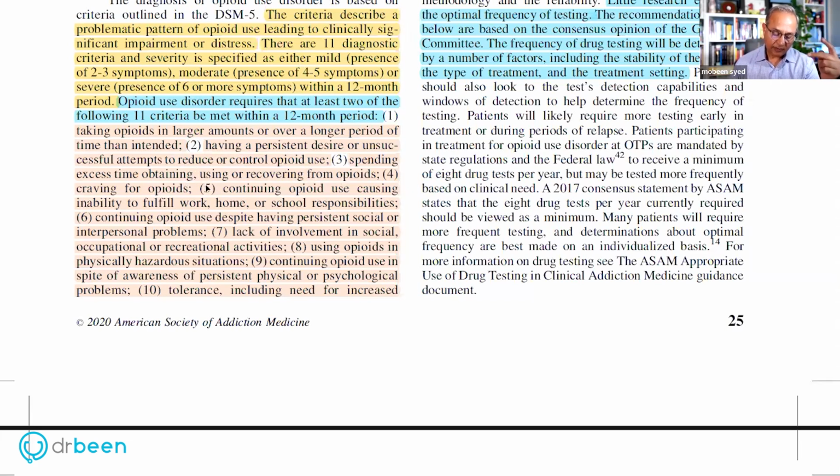Spending excess time obtaining, using, or recovering from opioids. Craving for opioids. Continuing opioid use causing inability to fulfill work, home, or school responsibilities. Remember those 3 things: physiological, emotional, and societal damage. Continuing opioid use despite having persistent social or interpersonal problems. Lack of involvement in social, occupational, or recreational activities. Using opioids in physically hazardous situations. Continuing opioid use in spite of awareness of persistent physical or psychological problems.